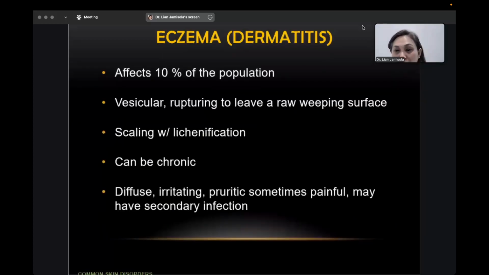Okay, so eczema or dermatitis affects 10% of the population, no? As mentioned in the previous slide, the presentation may differ depending on the stage of the lesions. So you should be able to know that when it's vesicular, they are in the acute stage, when there's scaling already, it's subacute, and when there's lichenification already, it's in the chronic stage. As it becomes more chronic, there can be secondary infection as a complication. So when they have secondary infection, aside from being pruritic, it becomes painful already because of the secondary infection.